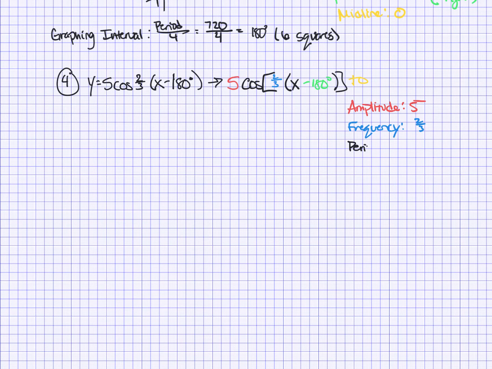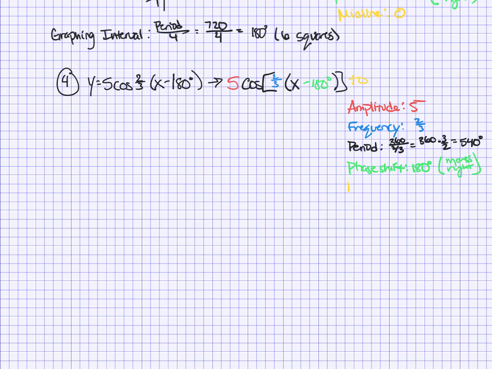And then our period is going to be 360 divided by our frequency, or in this case 2/3. So it's going to become 360 times 3/2 is a way you can think about that. And we get 540 degrees. So our period now is 540 degrees to complete one full cycle. Next we have our phase shift, which we're going to flip that sign and make it become a positive 180 degrees. Just remember that moves to the right.